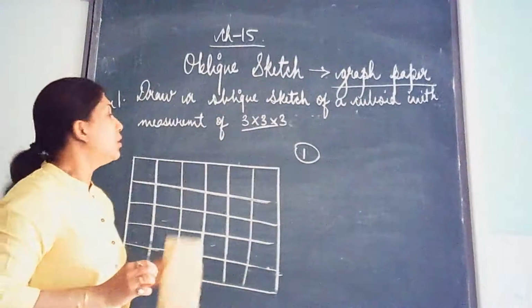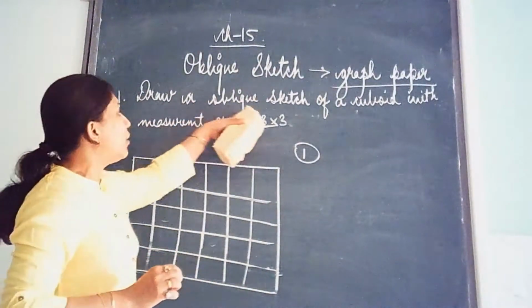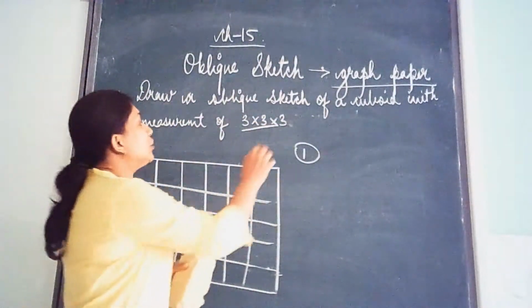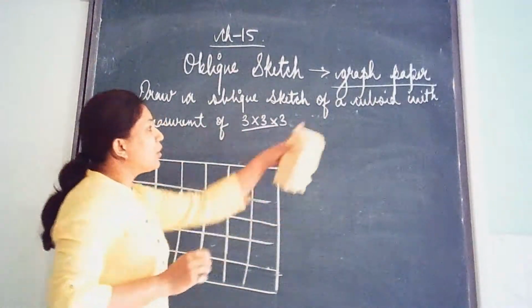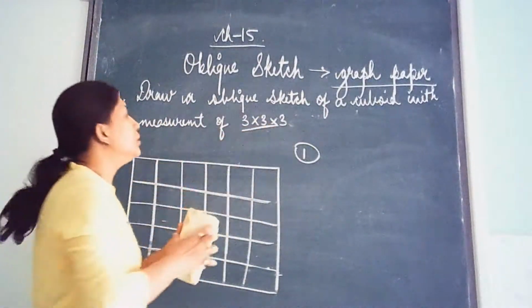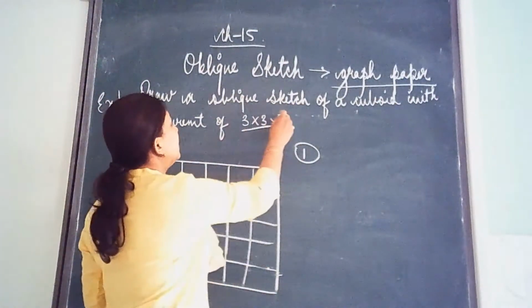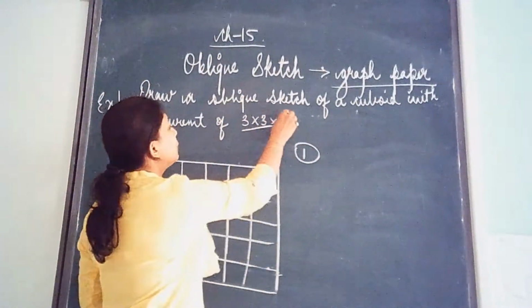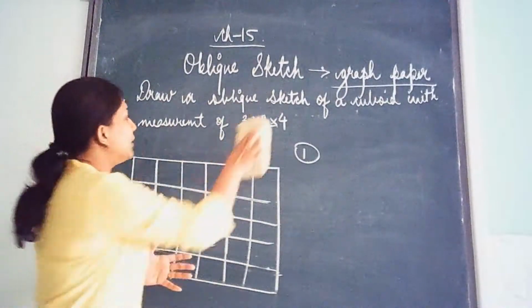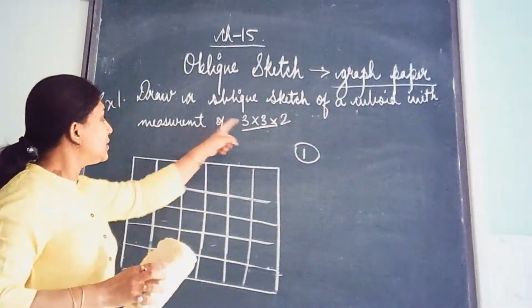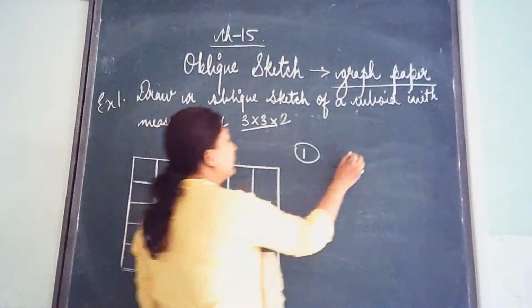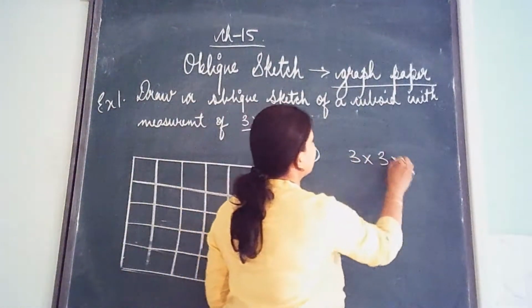You want to draw a cuboid. It is given: draw an oblique sketch of a cuboid. The cuboid measurement is given as 3 into 3. If it is 3 into 3 into 3, this will become a cube. Let's take 3 into 3 into 4. Or let us take a smaller value, we will take 2. So the measurement is 3 into 3 into 2.